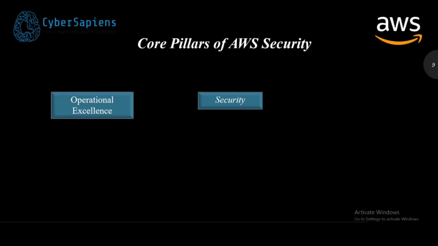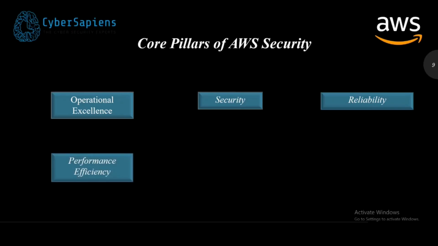Security. The security pillar encompasses the ability to protect data, systems, and assets to take advantage of cloud technologies to improve your security. Reliability. Reliability encompasses the ability of a workload to perform its intended function correctly and consistently when it's expected to. This includes the ability to operate and test the workload through its total life cycle.